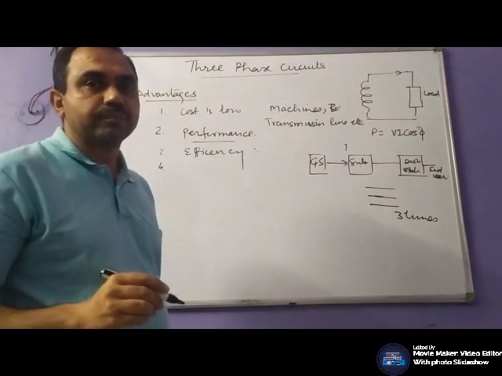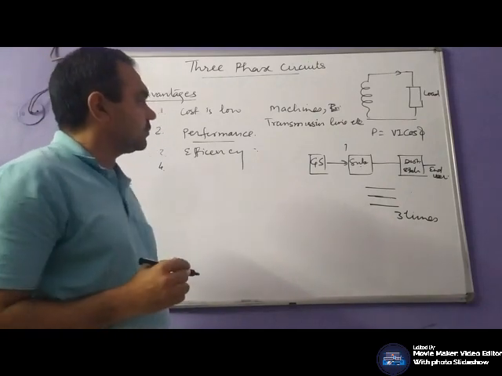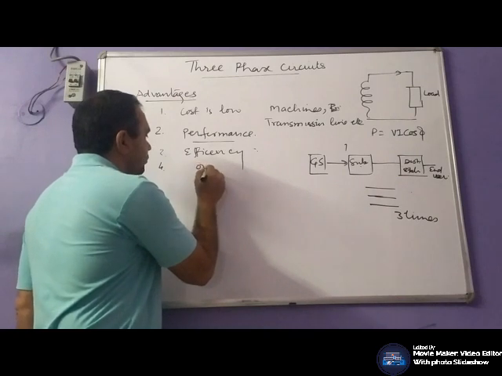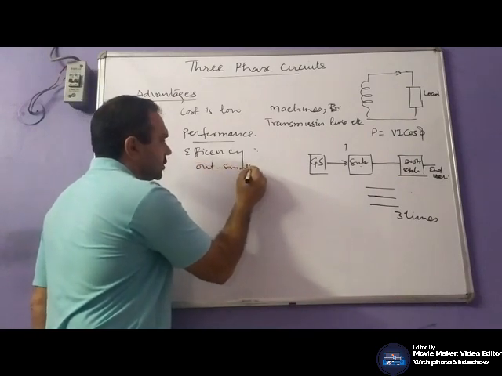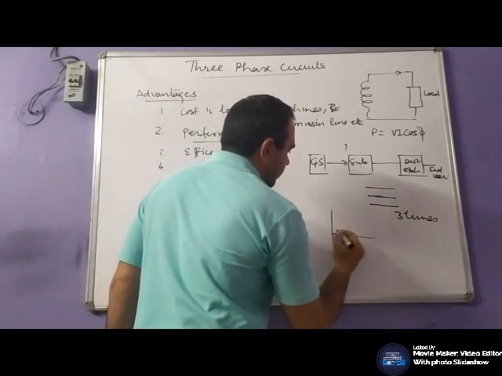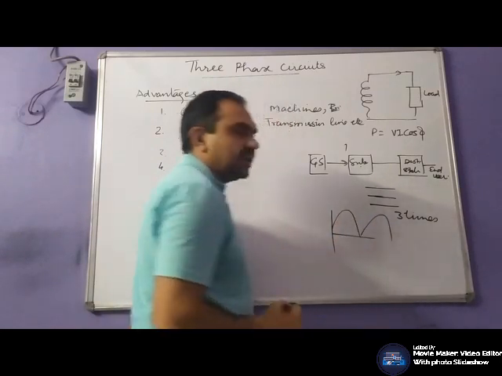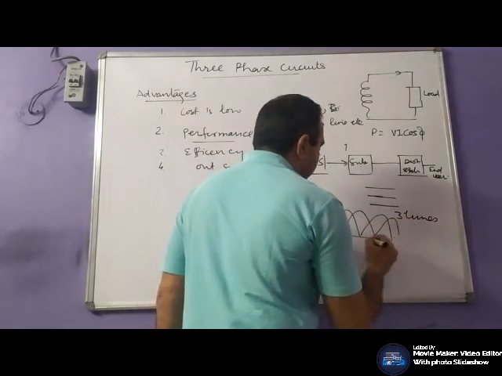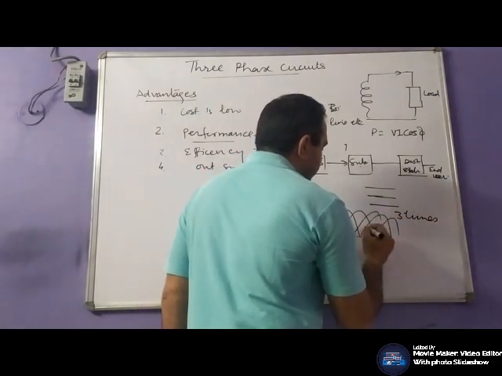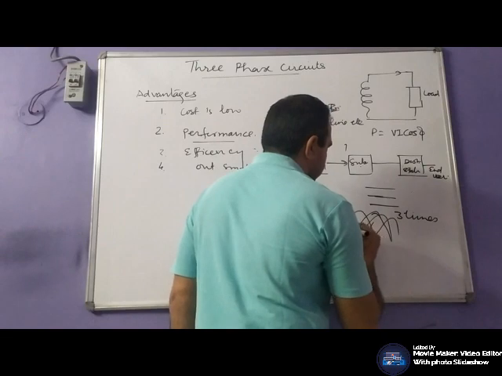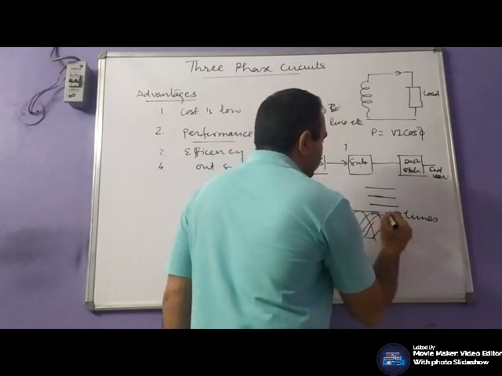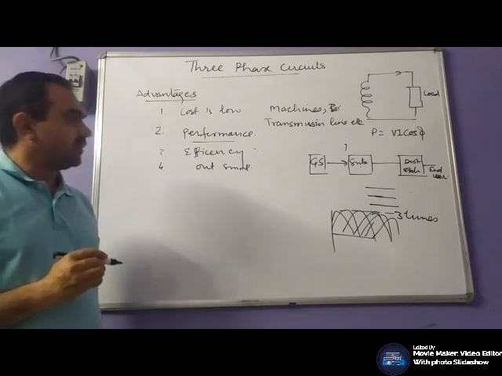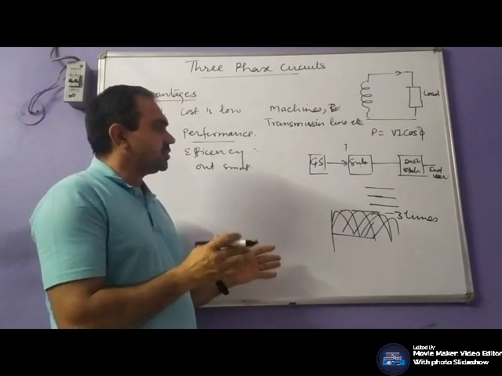For example, in case of rectification, the output is smooth. In single phase system, rectification is this one. And in three phase system, we will get somewhat like this one. So this output will become smoother. That's why we prefer three phase system over single phase system.